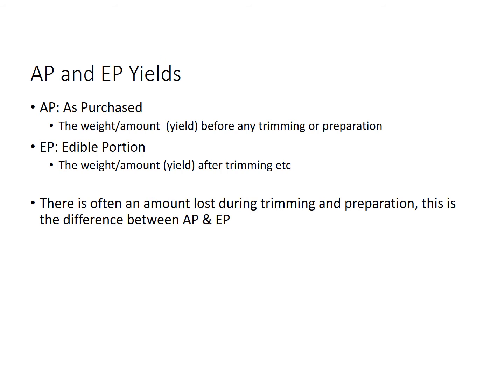So here we've got AP and EP. AP stands for as purchased, and EP stands for the edible portion. When we purchase something, we're not going to get 100% as purchased from that product. We're going to be looking for the EP, which is the amount which is edible, the edible portion. So that portion weight and amount yield after the trimmings. There is often an amount of loss during trimming and preparation, and this is the difference between the as purchased and the edible portion, the AP and the EP.